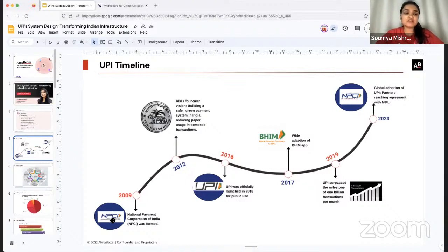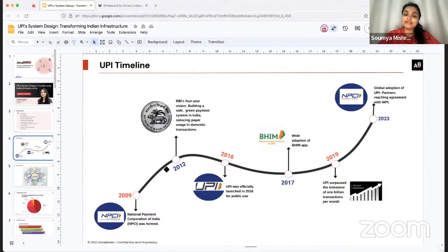So whenever you register a number, say you got a new mobile number and you have added it to your bank account, and then you want to register it on any platform like Google Pay, you get a message for verification. It comes from NPCI. All of these details are maintained by NPCI. So National Payment Corporation of India was formed in 2009.